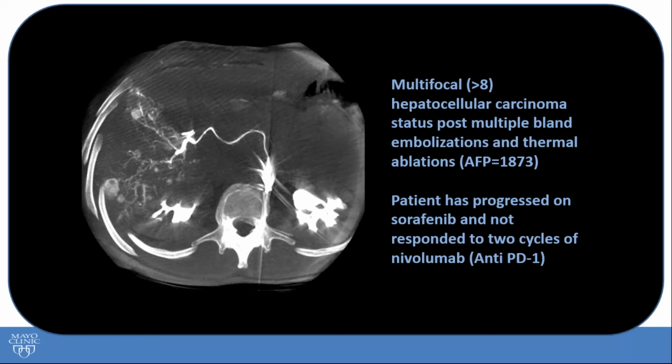So this is a patient with multifocal HCC who had multiple bland embolizations and a thermal ablation and preserved liver function, Child-Pugh A. The patient eventually progressed on sorafenib and did not respond to 2 cycles of nivolumab, which is an anti-PD-1 drug. Next slide.